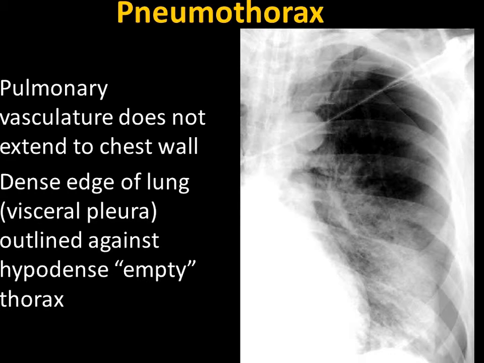This is, of course, pneumothorax. This is a complication of ET tube placement and represents barotrauma. The pulmonary vasculature can be seen not extending all the way to the chest wall, and you can see that edge, which is produced by the empty thorax against the slightly more dense lung.